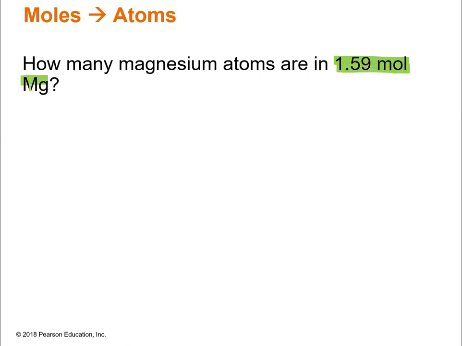I'm immediately drawn to the number 1.59 moles of magnesium. I also see something about magnesium atoms, but I don't see a number associated with it. Whenever you have a problem and you have a number with a unit and then just a unit, the number with the unit is what you're given. That's the given information that's supposed to help you solve for whatever's being asked for. The other unit that you see without a number, magnesium atoms in this case, that's what we're figuring out.